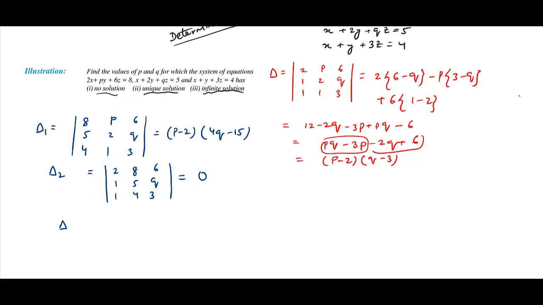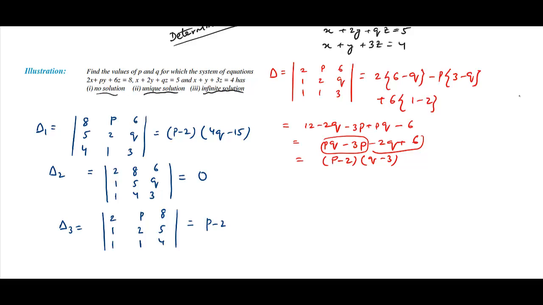And then in the same way we can find delta 3. The value of delta 3 will be like we replace d1, d2, d3 in the third column. So we get 2, 1, 1. The first column remains the same. The second column is p, 2, 1, and the third column becomes 8, 5, 4. Alright, and now this value becomes p minus 2.